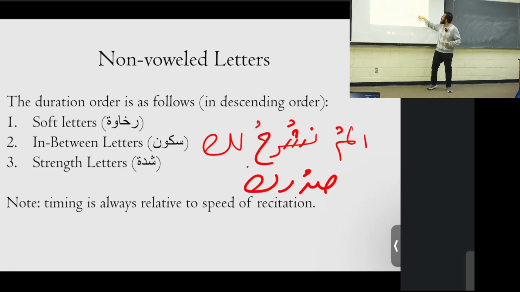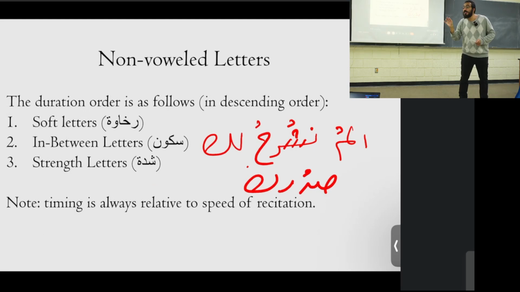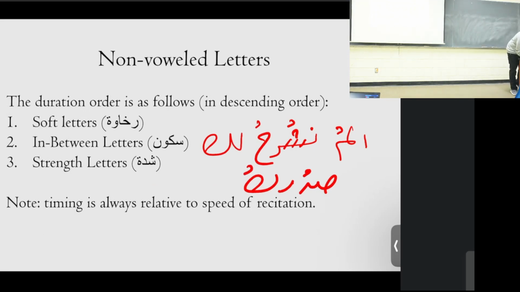So mim. Now, sheen. Is it rakhawa? Who says rakhawa? Sheen. Is sheen a rakhawa letter? Okay, is it in between? Is it shidda? So sheen is rakhawa. And ha from me is also rakhawa. So now listen to me when I recite it, okay? Alam nashrah. So the meme is slow, the meme is quick. So meme is in between.